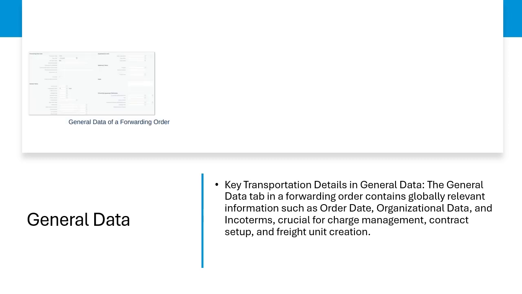So this image shows the general data of a forwarding order, which includes essential fields such as order date, organizational data, and transportation responsibility. So this document type and order are particularly important to influence charge management. This tab also includes incoterms, which define transportation responsibility between the buyer and the seller. So this general data section provides a foundation layer for setting up the forwarding order and ensures all critical information is captured early on.